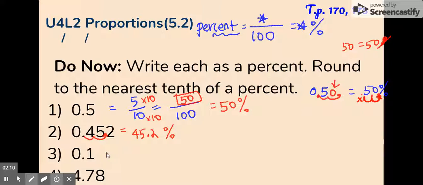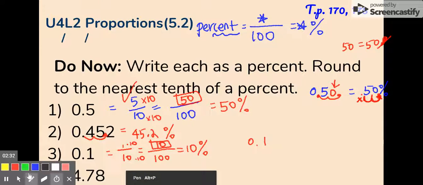Okay, so what about 1/10? 1/10, I'll use the first strategy. This is the first strategy. You should be able to do both. 1/10. So something out of 100. So now what? Times 10, times 10. So it's going to be 10. So it's going to be 10%. If you want to use the second strategy, let's try to use it.